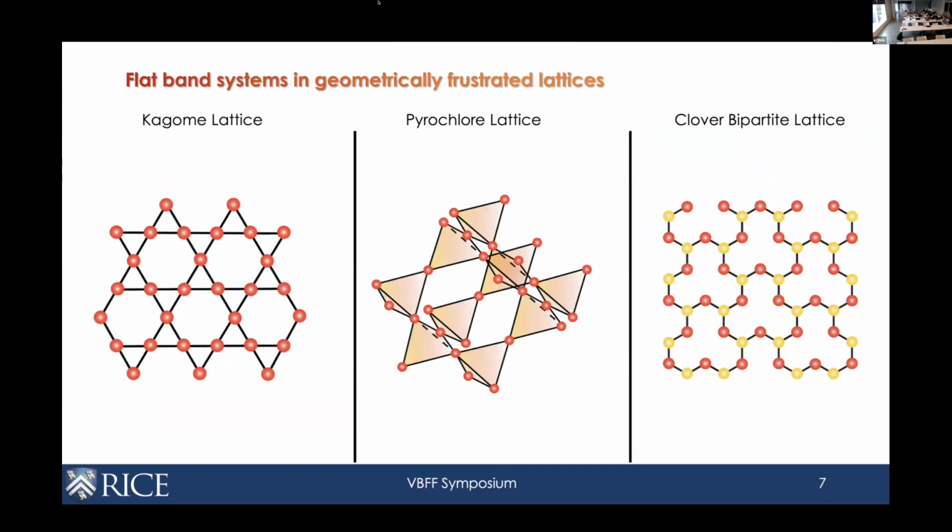Our group has, in the past 2 years, worked on a lot of different materials from our friends, and these are the three lattices that we looked at: in two dimensions, the Kagome lattice, and then in 3D the pyrochlore lattice, and then this clover type of bipartite lattice.